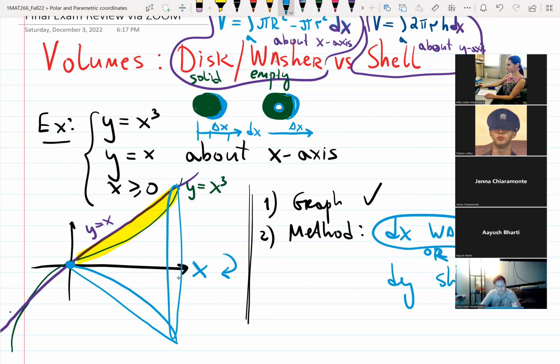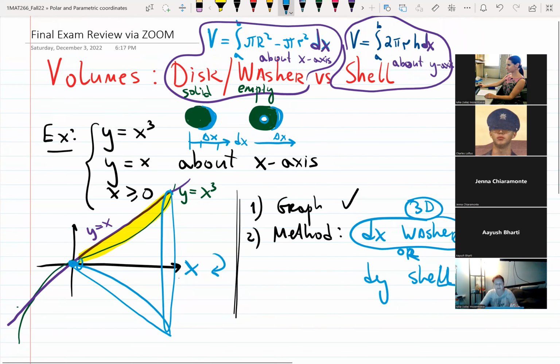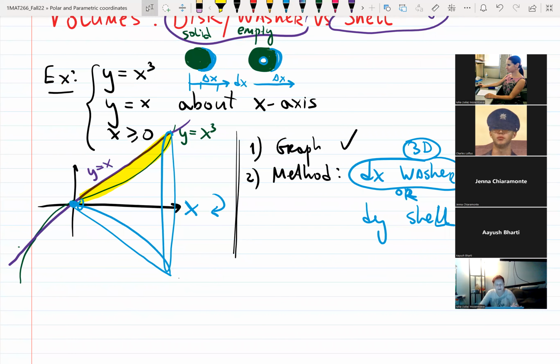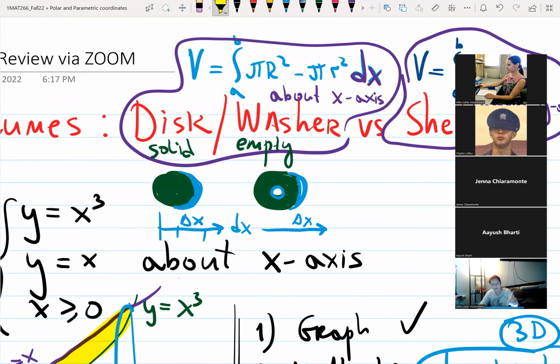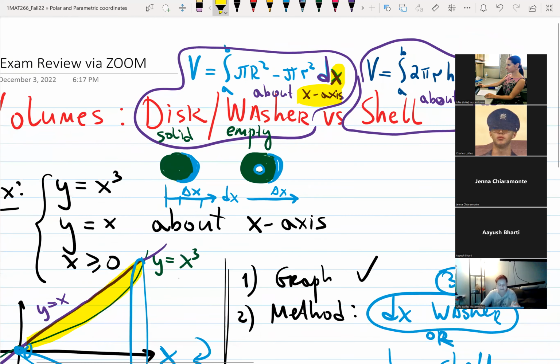Now I draw the picture. So for the washer method, I will do a 3D picture. For shell, I will not do a 3D picture. Now we have a 3D case over here. We still maybe want to check if it's the x or the y case, just carefully. We know it's the x case because I just mentioned disk and washers are consistent. If we're rotating about the x-axis or something that looks like the x-axis, that's a dx case.